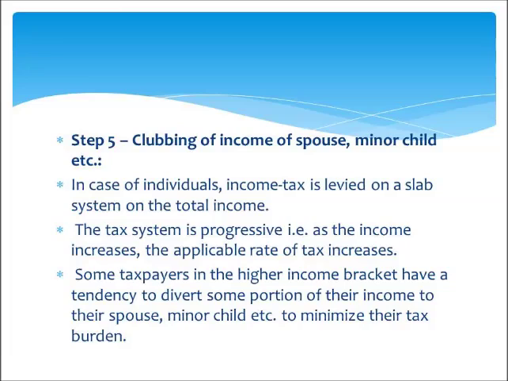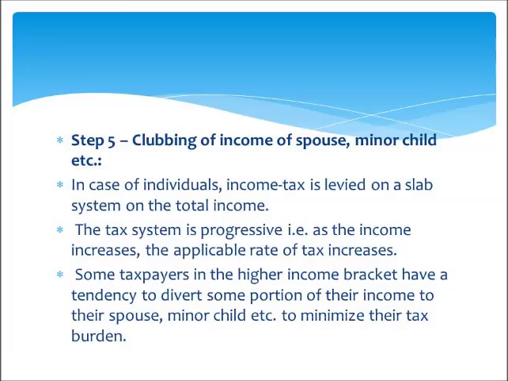If you are earning between 2,50,000 and 5 lakh, you have to pay 10% of your income as tax to the government. If you are earning between 5 lakhs and 10 lakhs, then you have to pay 20% of your income as tax. And if you are earning 10 lakhs and above, you have to pay 30% of your income as income tax to the government. So the tax system is progressive. What we see in this slab is that the tax system is progressive. As the income increases, the applicable rate of tax increases.